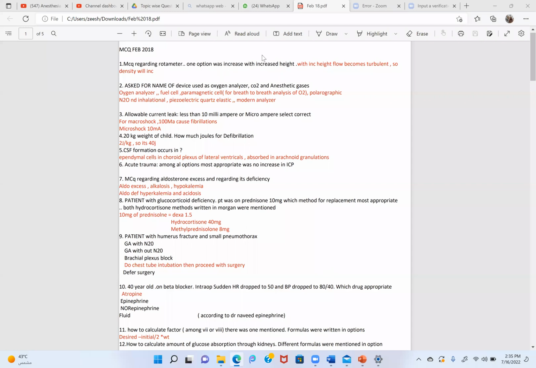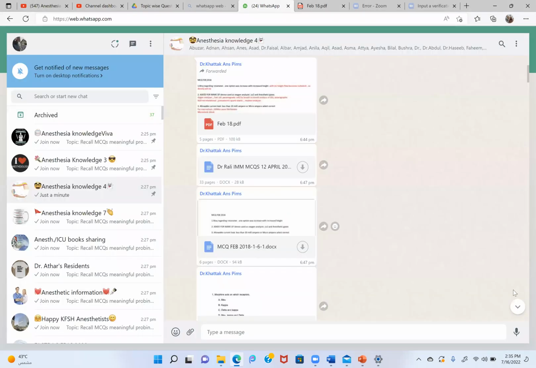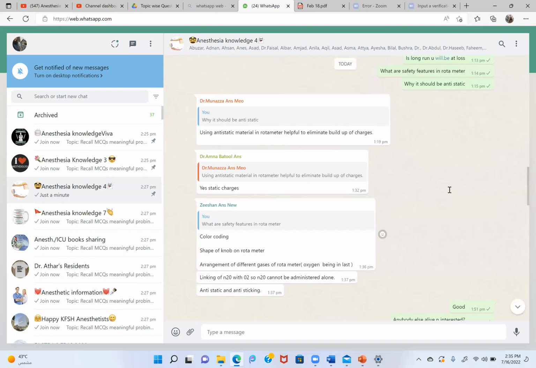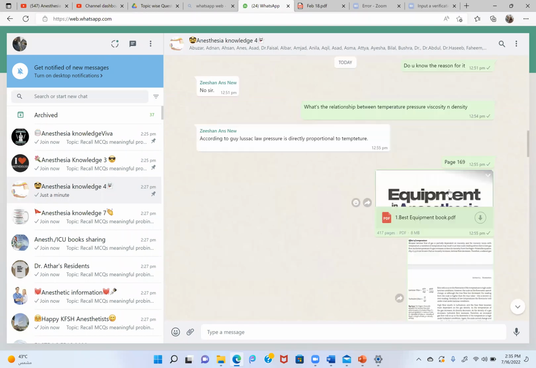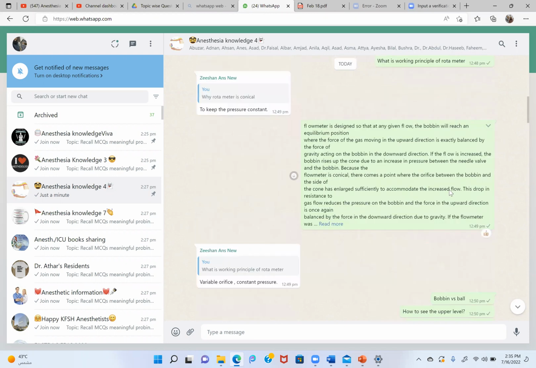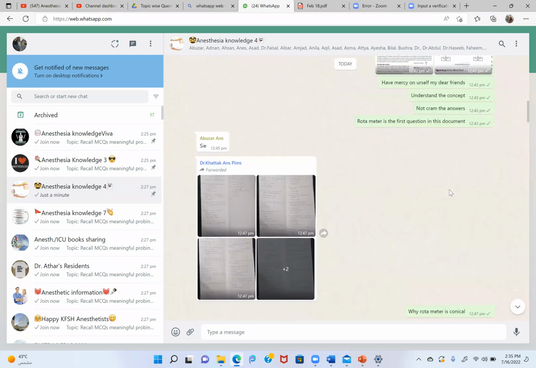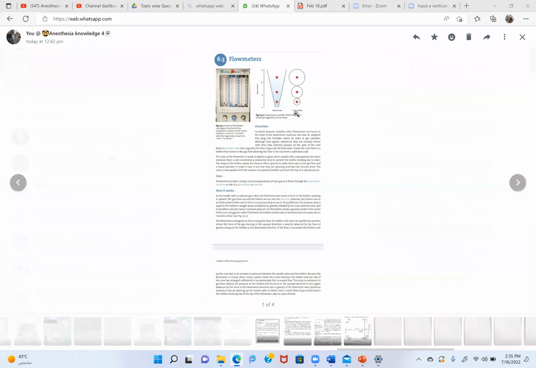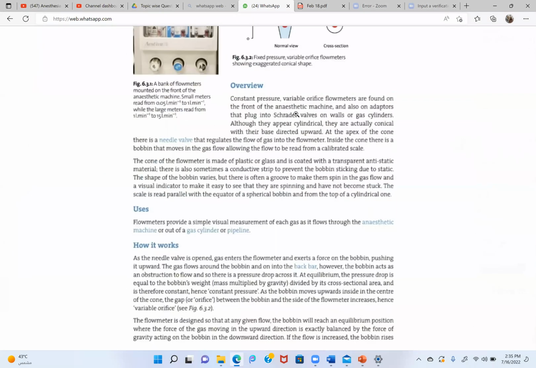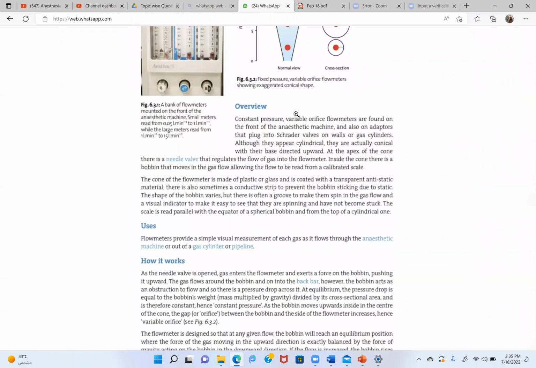Yes, sir. Okay, so actually I sent this about this rotameter. If you read the page number as well, even I put it. So you will find a number of answers to a number of questions. Okay, so it's a constant pressure variable orifice. So this is a question which they can ask, what is meant by this concept.